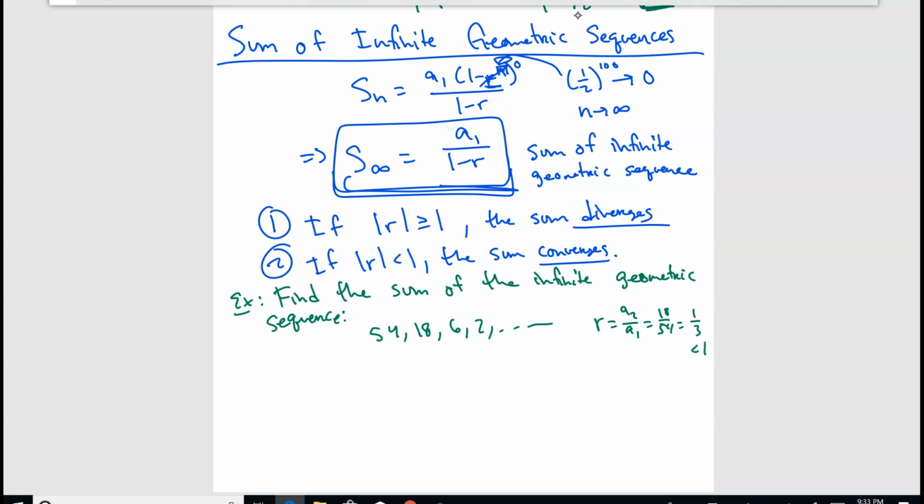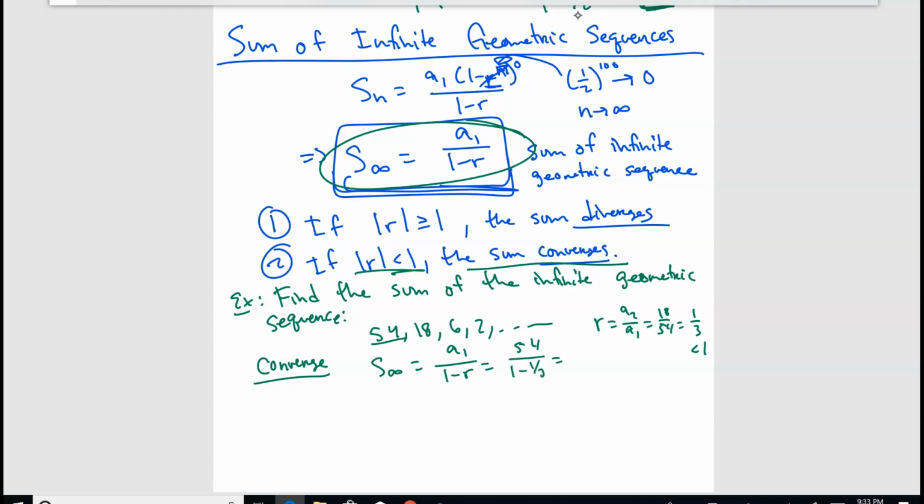1/3 is less than 1. When r is less than 1, the sum is going to converge. So we know that this is going to converge to something. Now, what is that something? We're going to use this formula: S sub infinity equals a1 over 1 minus r. a1 in this case is the first term, which is 54, divided by 1 minus 1/3. I'm just going to put this into my calculator: 54 divided by 1 minus 1/3. And what I'm going to get is 81. So as I start adding more and more terms, the sum is going to get closer and closer to 81.